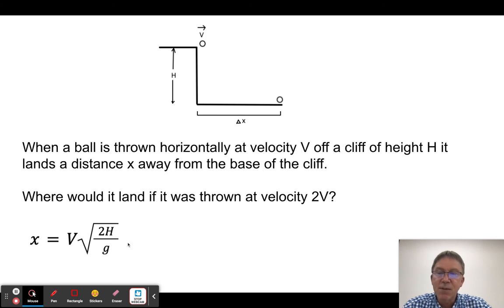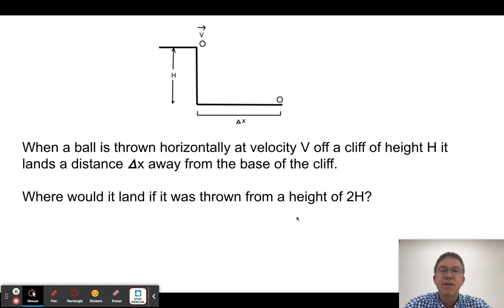So now, once I've established this relationship here, I notice that the x in this case is proportional to v. X equals v. They're both in the numerator. It's straightforward. So if I was to double the v, I would double the x. And if I tripled it, I would triple.